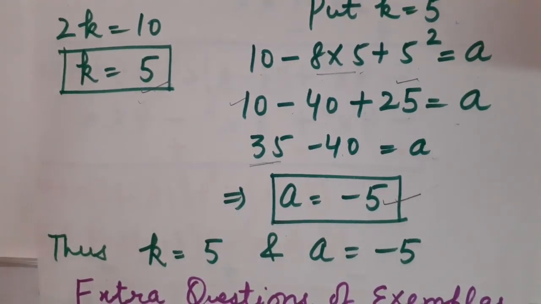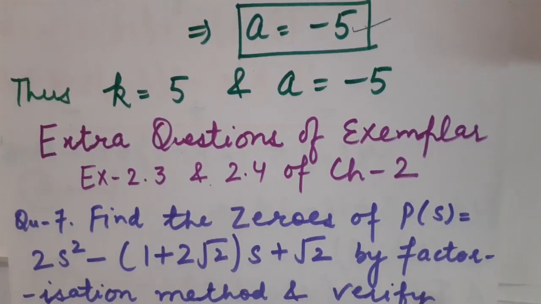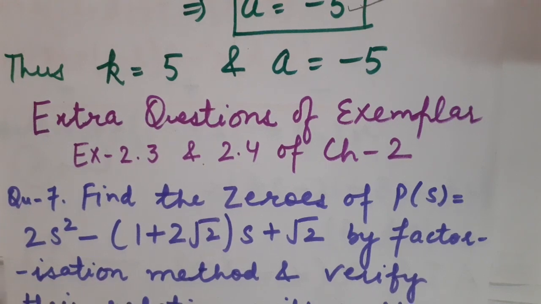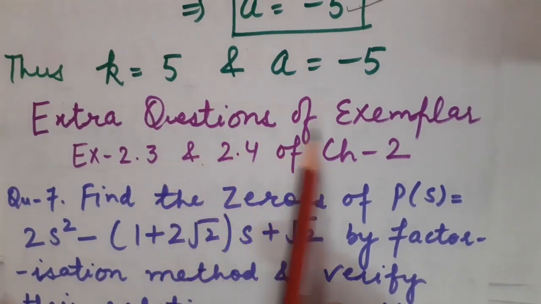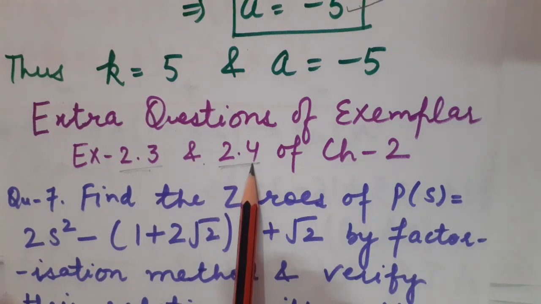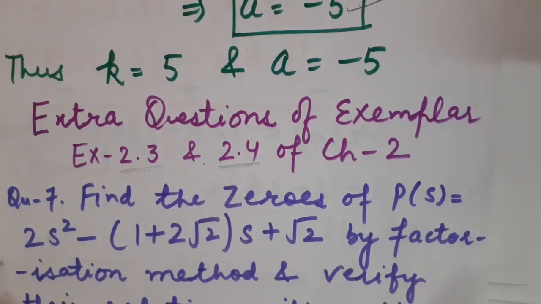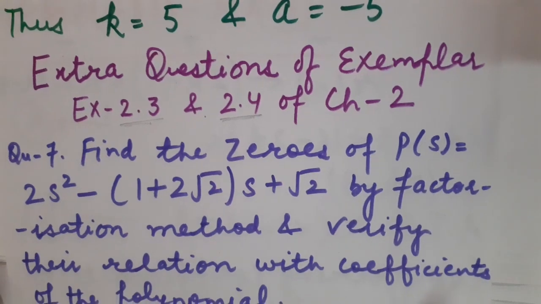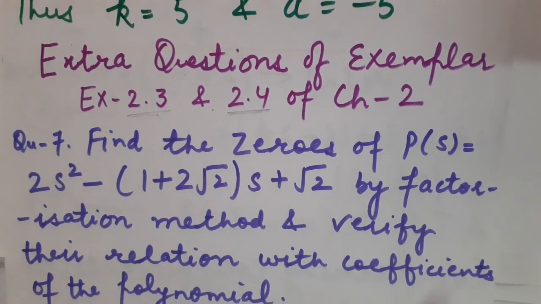Fine, children. So now the NCERT content is over. Today, children, I have brought some very important questions for you. They are basically the extra questions of exemplar. They are from exercise 2.3 and 2.4, covering the same content which I have taken from NCERT. Means you have to just verify the relation between the coefficients as well as the zeros of a polynomial.